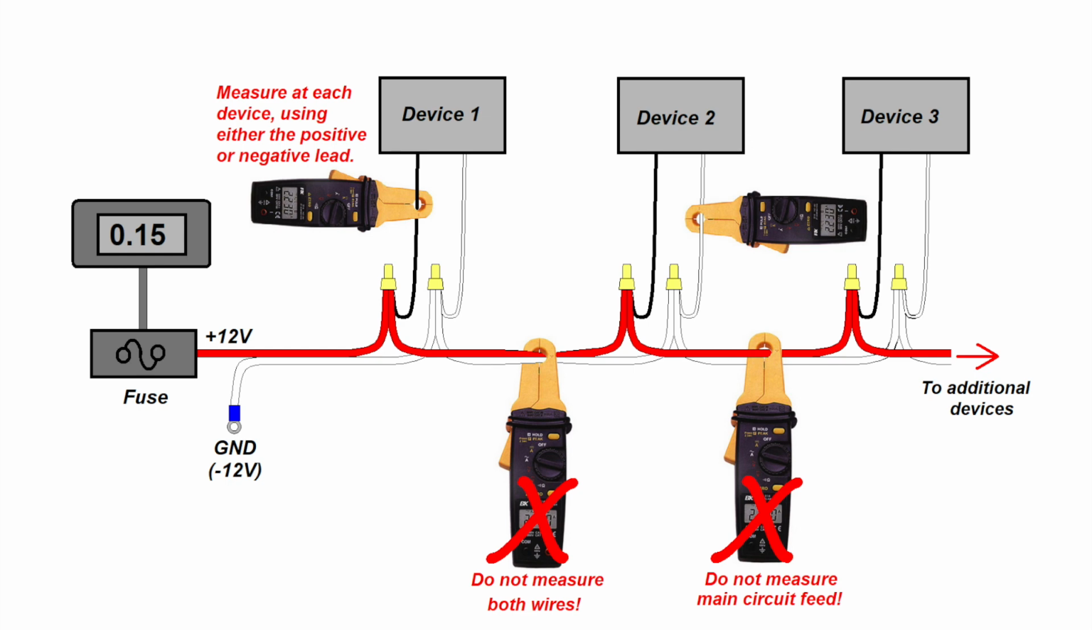When using a clamp meter, go to each device you suspect and measure it at its negative or positive lead before it splices into the circuit. This ensures only that device is measured. Do not measure on the main circuit itself, as you are likely to measure more than one load simultaneously, which will provide false results. As well, do not measure both positive and negative wires together, as again you will obtain an incorrect reading.